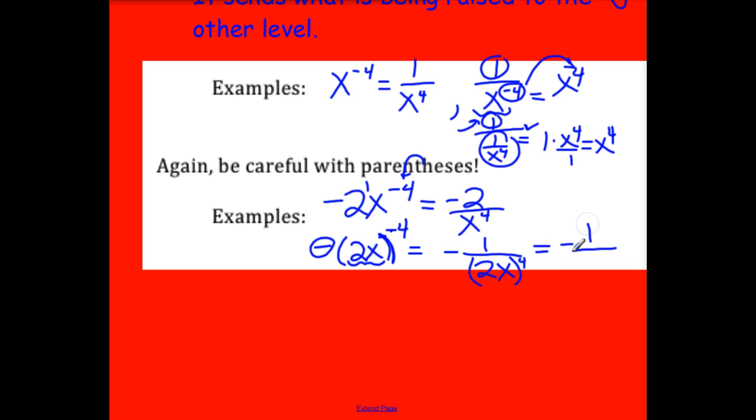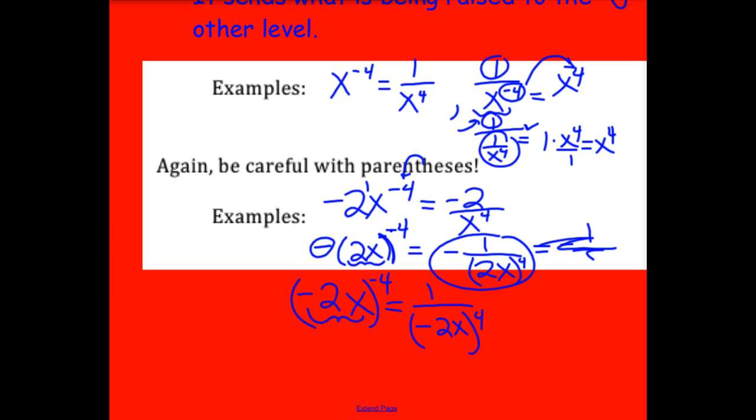So I've got 1 over, and I think I'm just going to leave it like that until we get to another section. Another section will tell us how to clean that up a little bit more. Now, how about if I had put it in parentheses like this? Then what does that mean? That means this whole chunk is to the -4th power, which means that whole chunk gets sent down to be raised to the 4th. Notice there's no negative hanging out front on this one because it was in the parentheses.